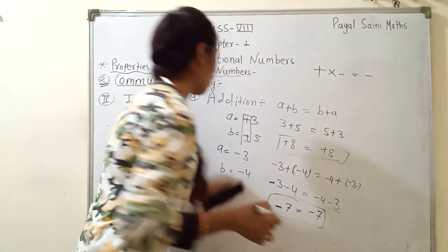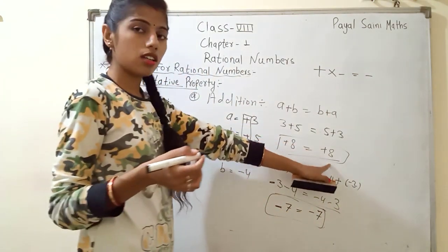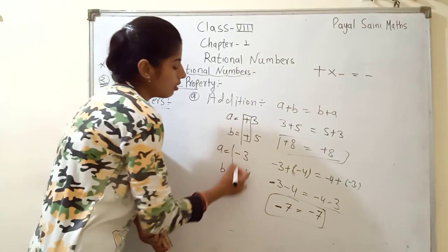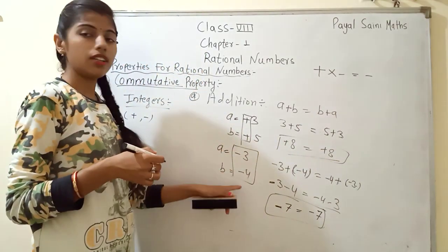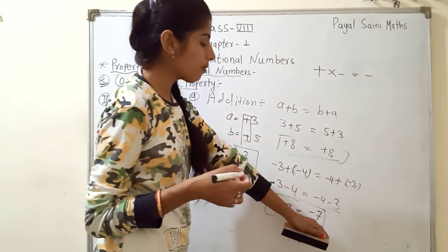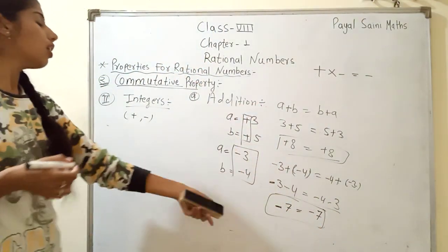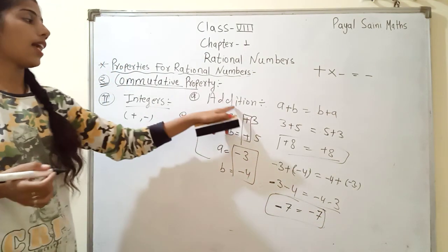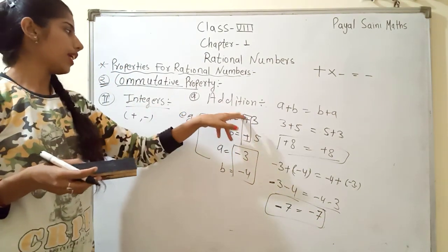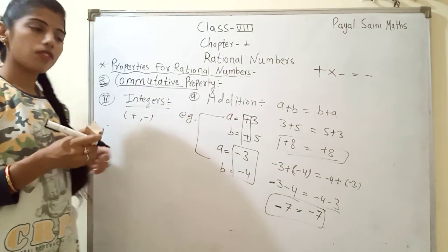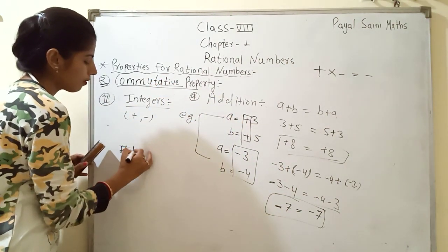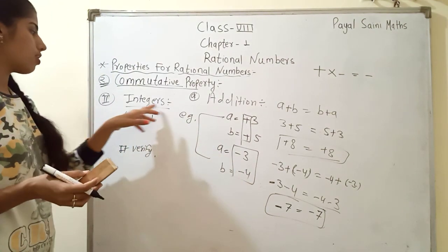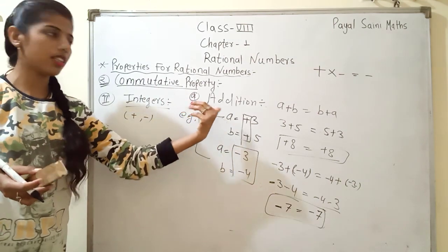When we check, if both numbers are plus, then the answer on both sides is correct and the same. If both numbers are negative, then our answer is also correct and the same. By these two examples, we can say that for integers in addition, the commutative property is verified. It is verified. Like that, operation A for integers is completed.